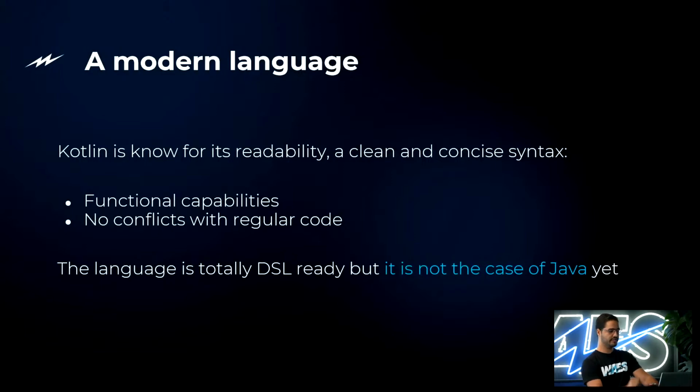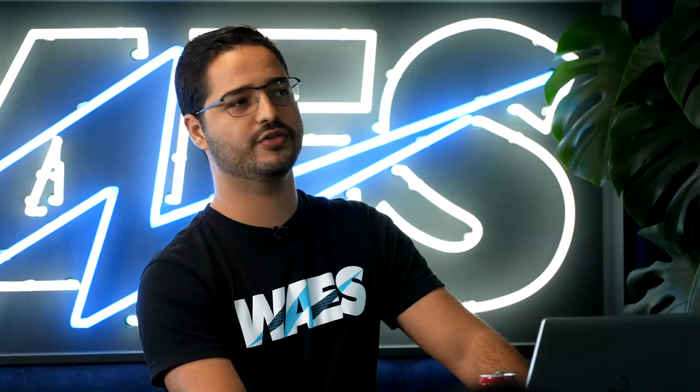Kotlin is totally DSL ready, but Java isn't yet. So for Java, if you want to do functional programming, you have to add a lot of libraries, and most of these libraries are experimental right now. So if you want fluent, readable code, Kotlin is the best option currently.